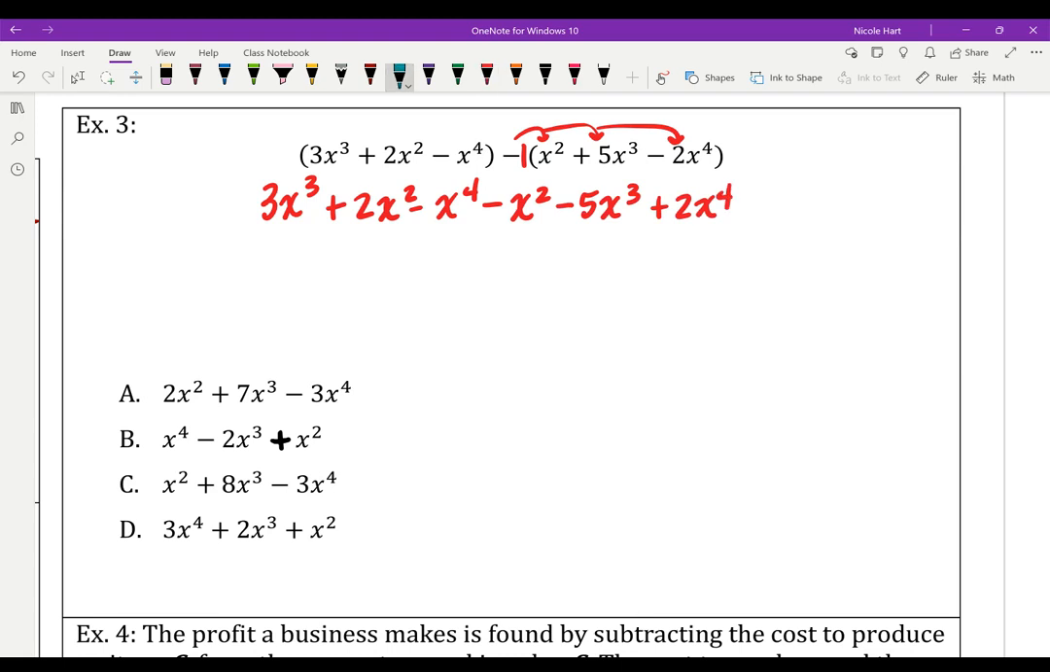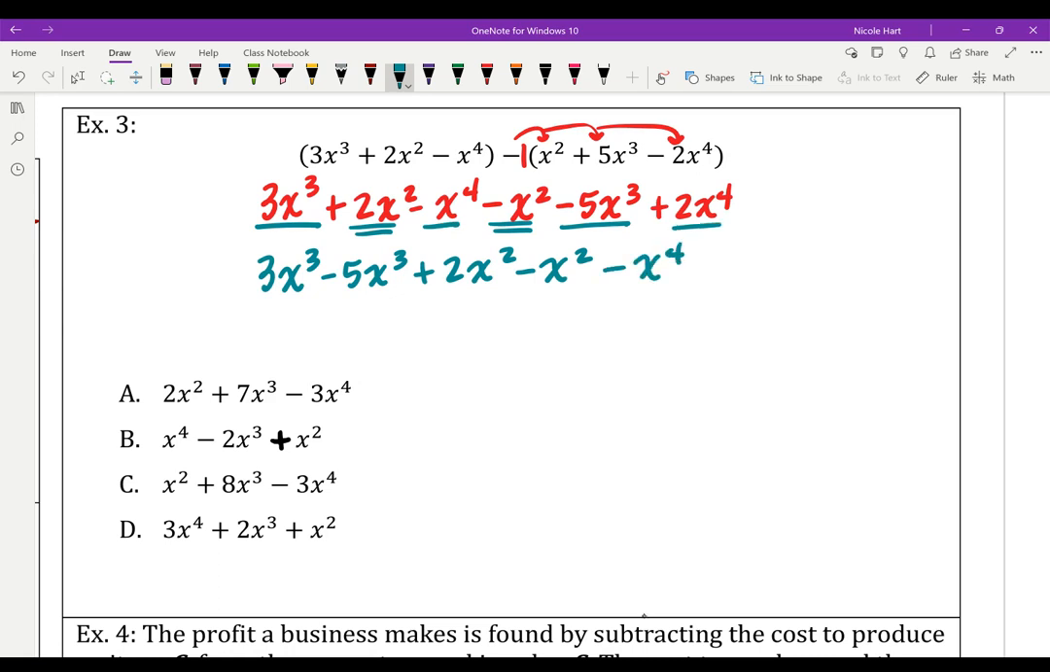So looking at what we can combine, we have 3x to the third and -5x to the third, minus 5x to the third. And then we have plus 2x squared minus x squared. And then our last one is minus x to the fourth plus 2x to the fourth. That was a really big 4. I'm going to make it a little smaller. There we go. We're going to combine those like terms.